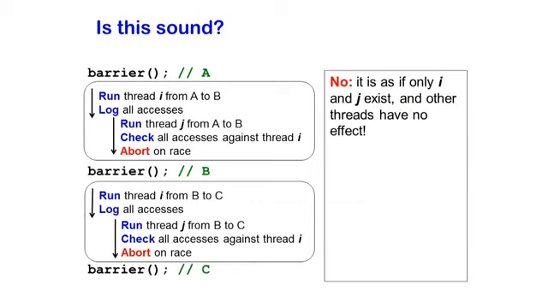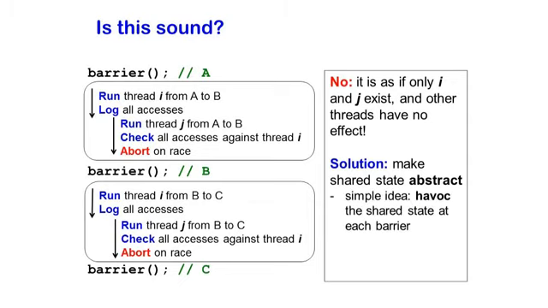It's as if thread i and thread j were the only threads running the kernel. We're not going to see the effects of other threads. So, a way to get around this is to make the shared state abstract. We say that when you read from the shared state, you get some arbitrary value back. And this arbitrary value reflects the fact that other threads could have manipulated the shared state in ways that are not visible to the two threads that are executing. A very simple idea here is to havoc the shared state at every barrier.